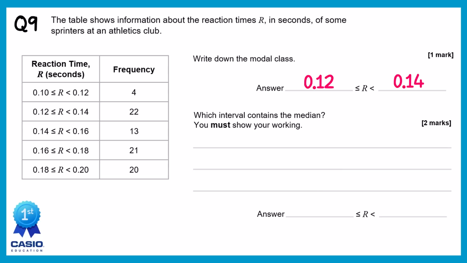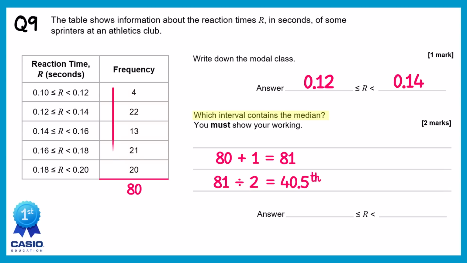For the second part of the question, we need to find the interval that contains the median. To do this, we'll first of all add up all of the frequencies to get the total. If you do this on your calculator, you'll find there were 80 sprinters. We then add 1 to this number, which gives you 81, and then divide this by 2 to get 40.5. This tells you that the middle reaction time is in the 40.5th position.